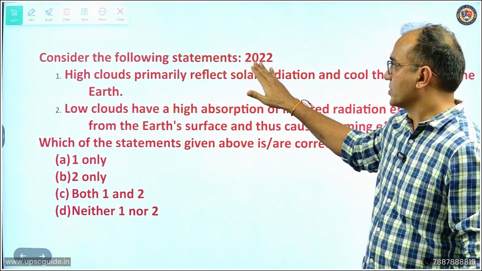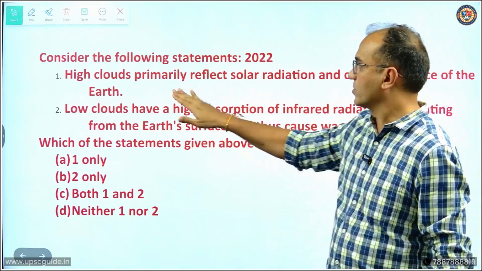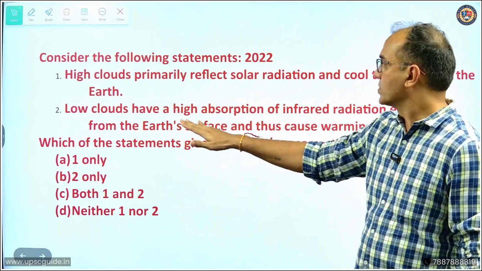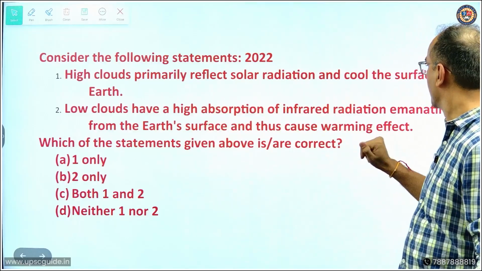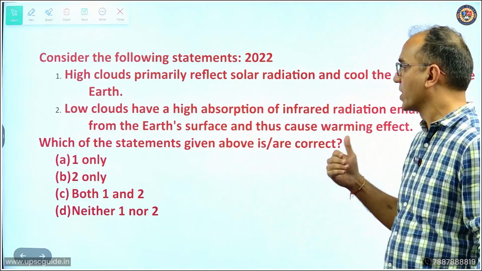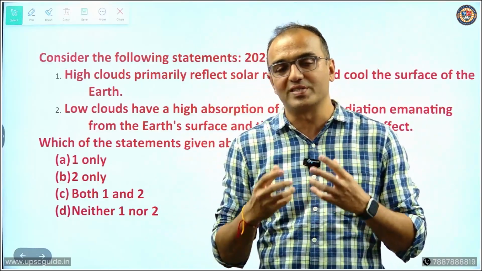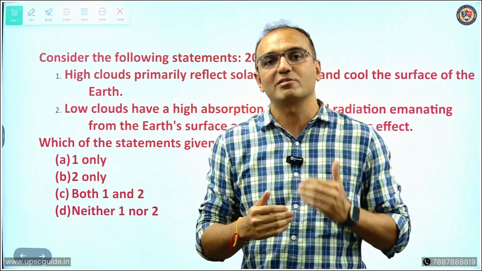Consider the following statements. High clouds primarily reflect solar radiation and cool the surface of the earth. Low clouds have a high absorption of infrared radiation emanating from the earth's surface and thus cause a warming effect. Now, in this question, there is a discussion on high clouds versus low clouds.